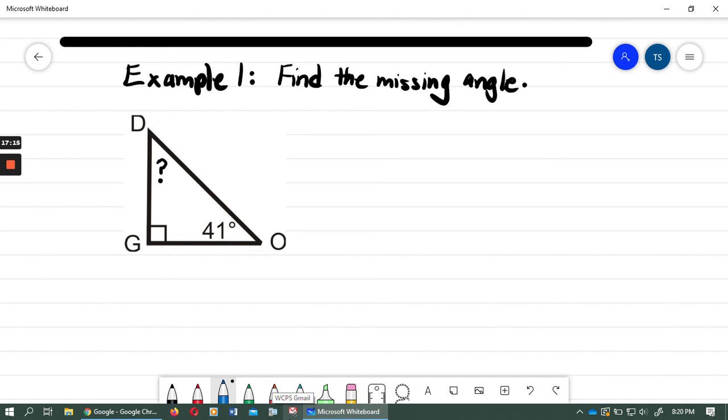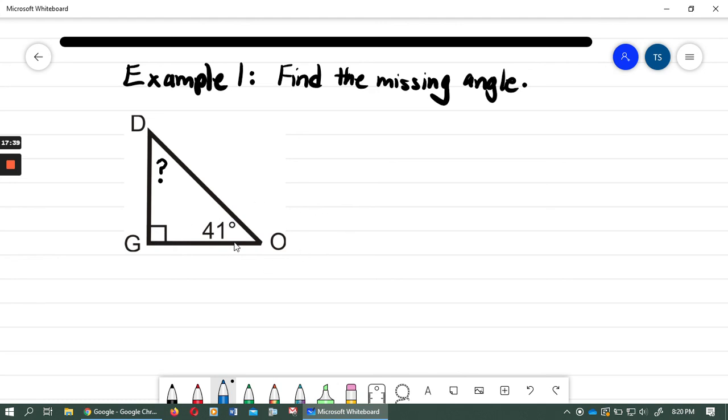Alright, so guys, here we go. This is example 1. And it's pretty simple if we get the basic concept of the triangle angle sum theorem. All right, so here it says find the missing angle. So we see here that we've got a triangle, and of course this triangle has 3 interior angles.